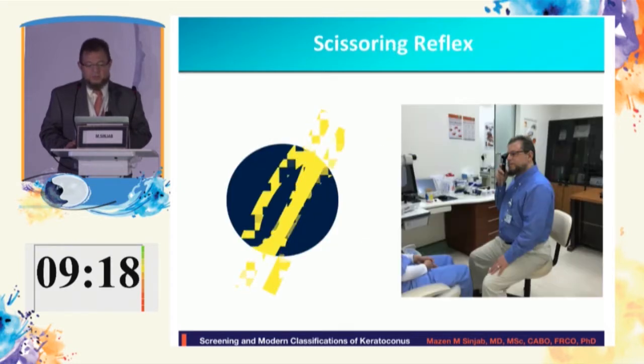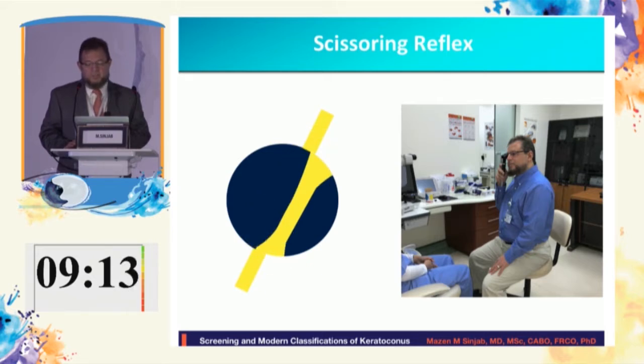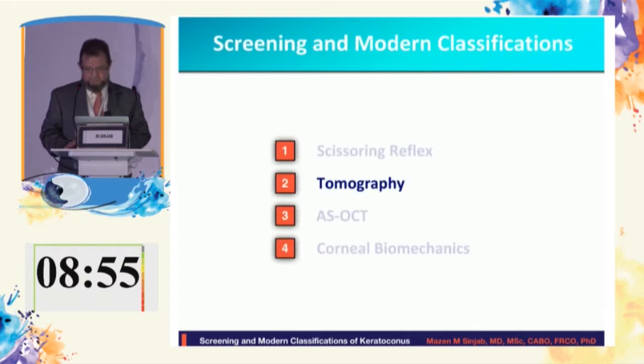The scissoring reflex is an important tool to detect early keratoconus because the scissoring reflex is the earliest clinical sign of keratoconus, even before any changes can be encountered on topography.